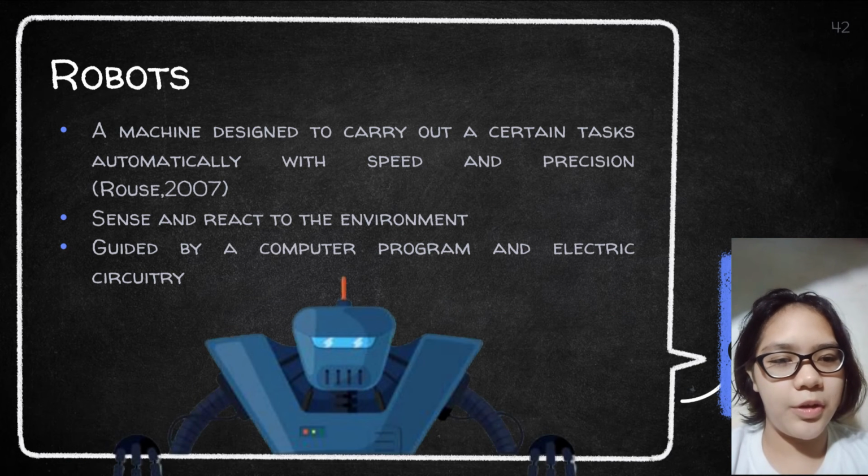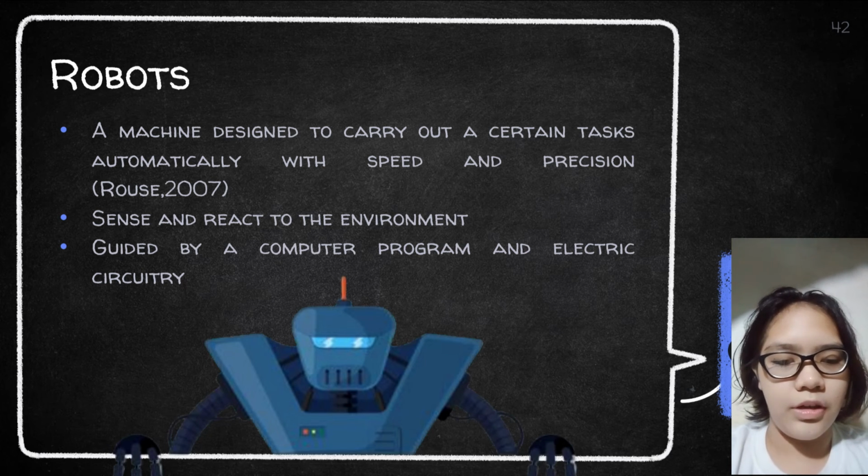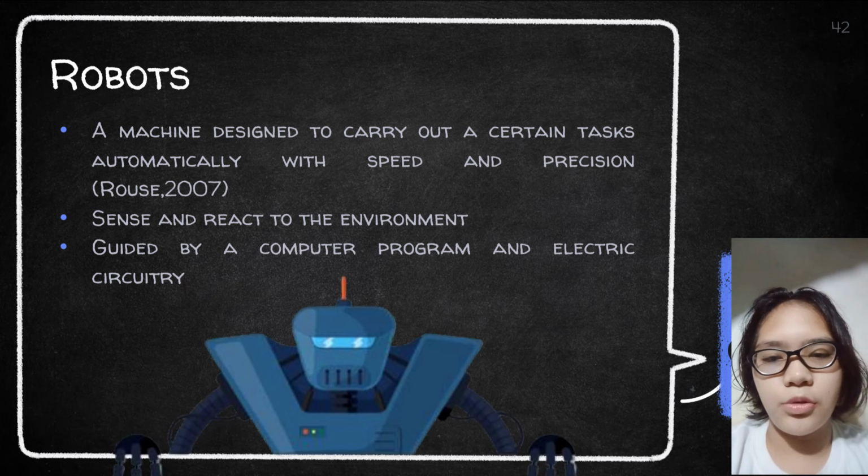A machine designed to carry out a certain task automatically with speed and precision. It can sense and react to the environment, guided by a computer program and electric circuitry. Robots have been around for some time. A robot is a machine that can automatically complete a complex series of tasks, especially one that can be programmed by a computer. Robots can be controlled internally or externally by means of a control mechanism. Although some robots are built to resemble humans, most robots are task-performing machines that place a greater emphasis on bare functionality than on expressive aesthetics.